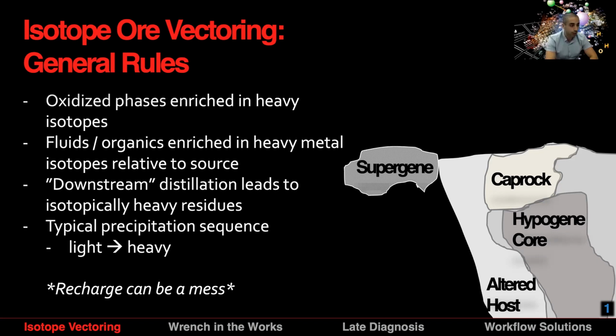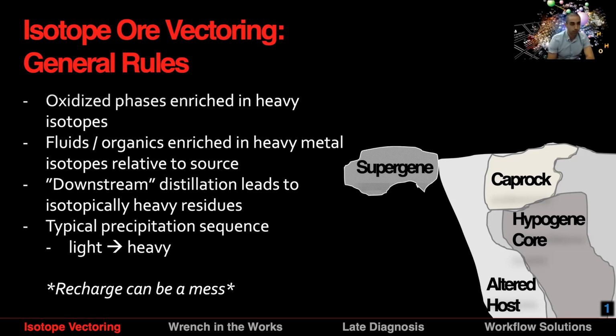Again, there are caveats there, such as when you're dealing with skarns or something like that, where you have redox considerations. Downstream distillation usually will lead to isotopically heavy residues, because you're getting rid of your light isotopes first. That follows with typical precipitation sequences, say for sphalerites in stages, or chalcopyrites: you will start out with lighter isotope compositions and move to heavier ones at later stages. Those are basically kinetic and energetic considerations at play.